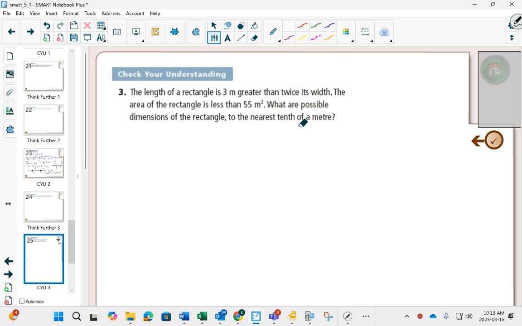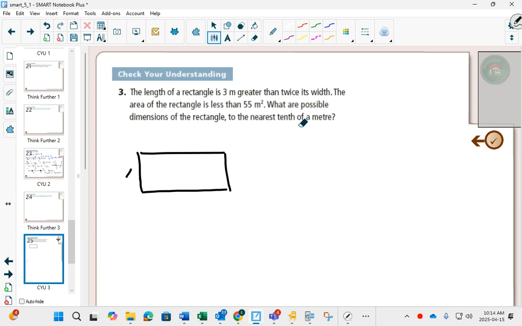It's dealing with a rectangle. Often, it really helps to draw a picture. So I draw a picture of my rectangle. Labeling the sides, I don't know how big the sides are, but I know that the length is 3 meters greater than twice the width.